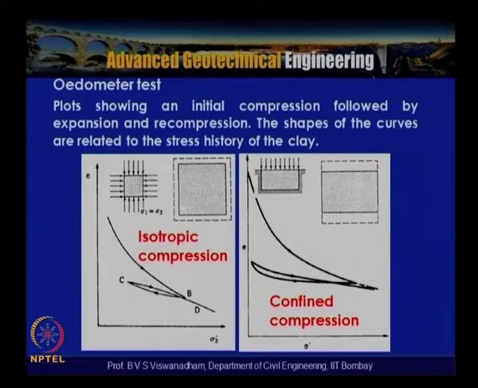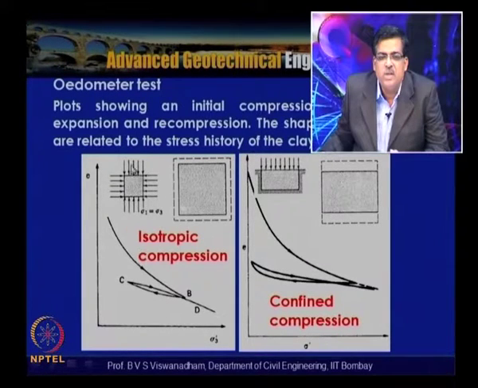So in the oedometer test here, the first e versus sigma dash curves are shown. On the left hand side of the slide, we see the isotropic compression curves, where sigma 1 is equal to sigma 3, the sample is actually compressed in all directions identically. So this state is called isotropic compression.